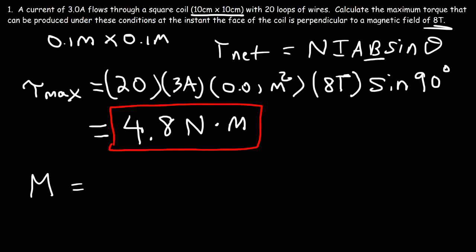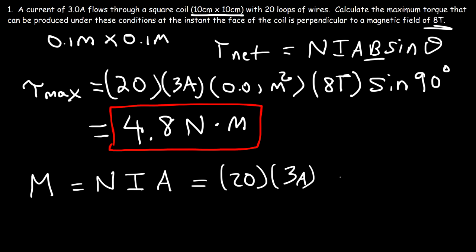And the magnetic dipole moment is equal to N, the number of loops, times the current that flows through those loops, times the area of the coil. So we have 20 loops in this example. The current is 3 amps, and the area is 0.01 square meters. 20 times 3 is 60, and 60 times 0.01 is 0.6. So the magnetic dipole moment is 0.6, and the units are going to be, let's see.